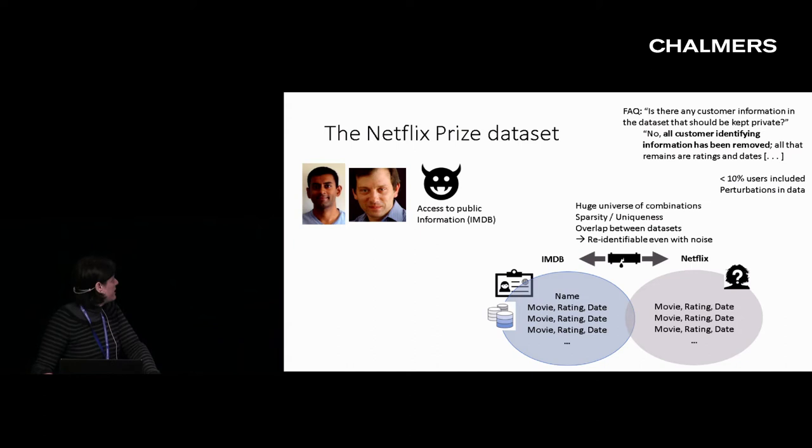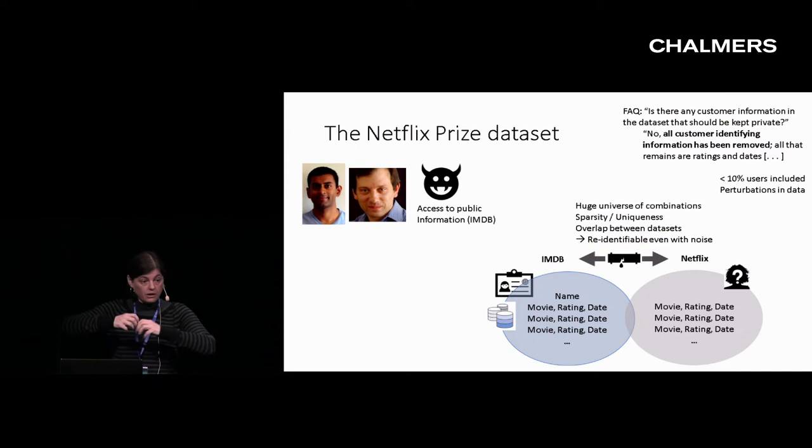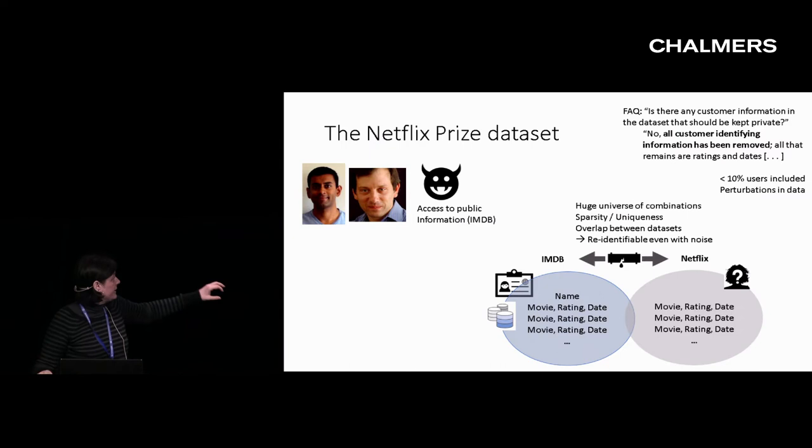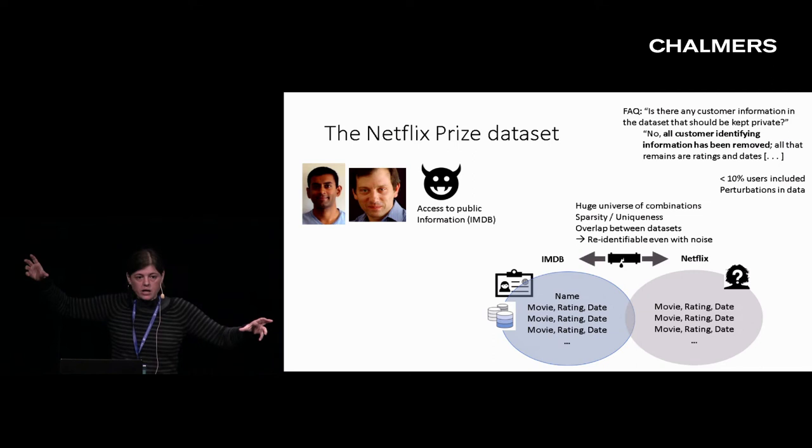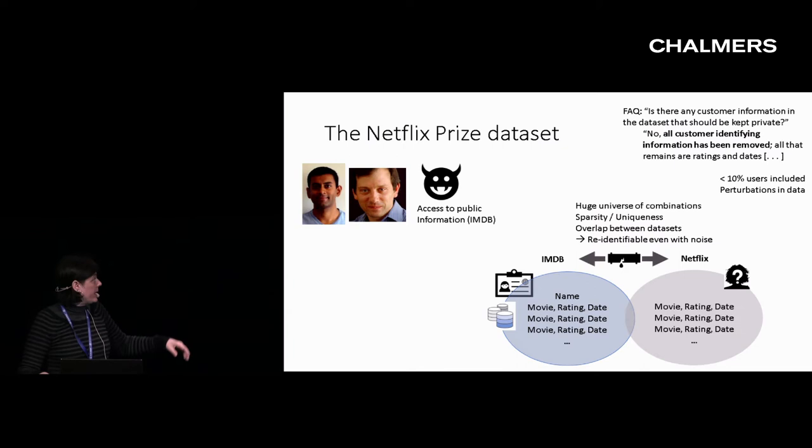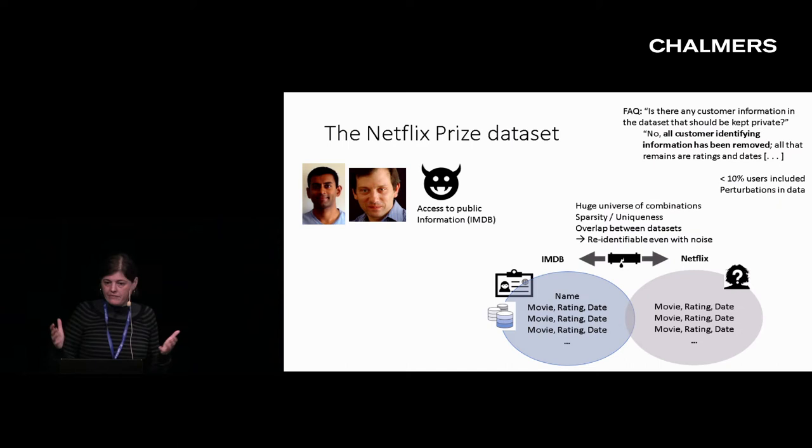It's not just that people were unique, it's that they were very far from each other. If you plot this in that kind of space, the points were very far from each other. So even if there was some noise in, for example, the dates between Netflix and IMDb, or maybe some movies were missing that were only in one set but not in the other, people were so different from each other that even small deviations were not enough to make them be confused with somebody else. So basically anybody who had an account on both and had reasonably normal activity in both would be re-identified by their algorithm.